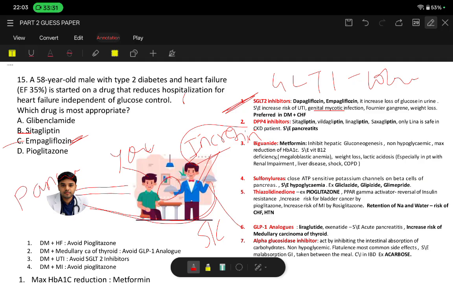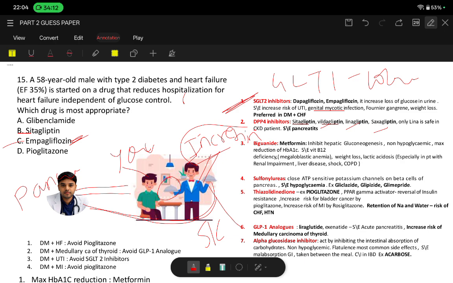So what are DPP4 inhibitor examples? See, I will tell you one thing. All the drugs of this class are like a girl's name. Sitagliptin, Vilda, Lina, Saksha. Very easy. All these girls like to change the DP, so they are DPP4 inhibitors. They are DP lovers.